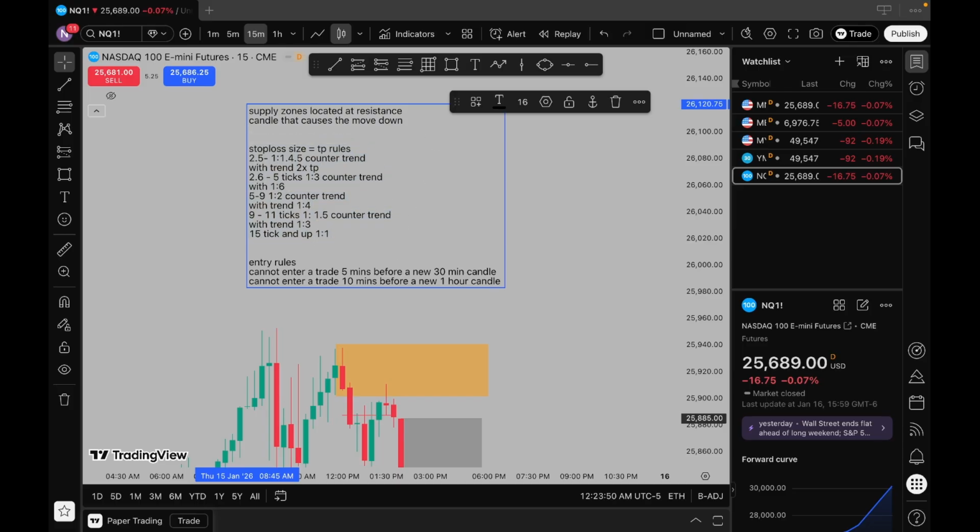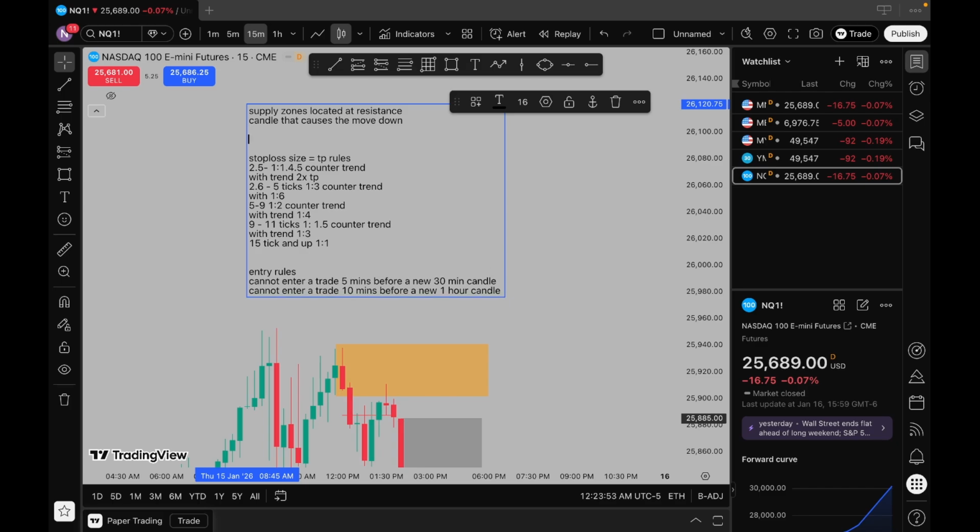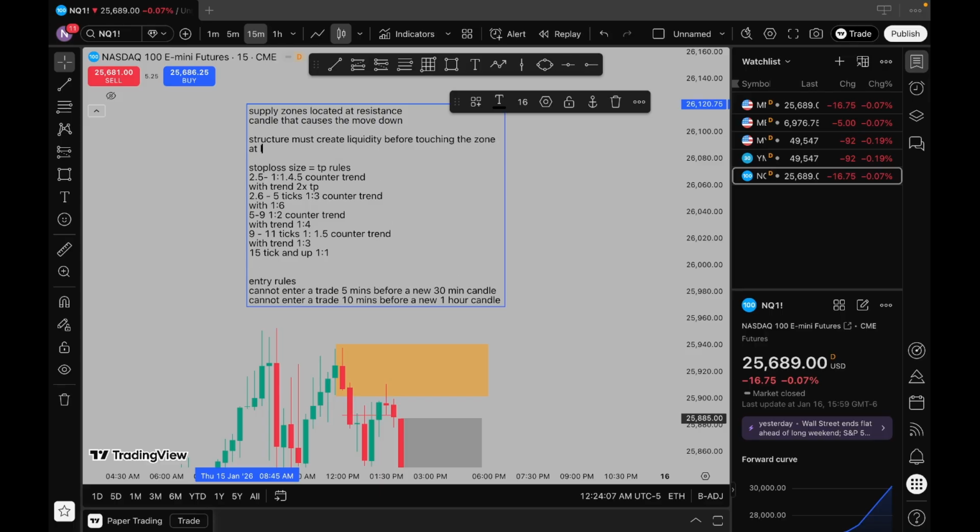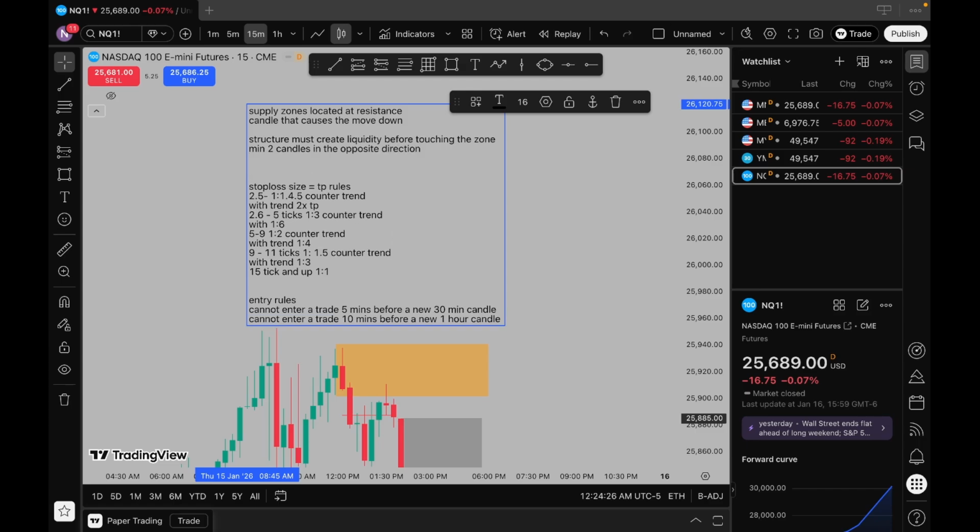Candle structure must create liquidity before touching the zone. At least, no, we'll do minimum 2 candles in the opposite direction. Then it has to, oh, I forgot about that part. So then it has to break structure.